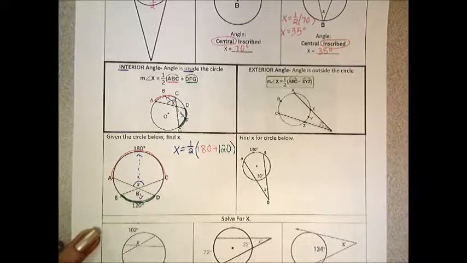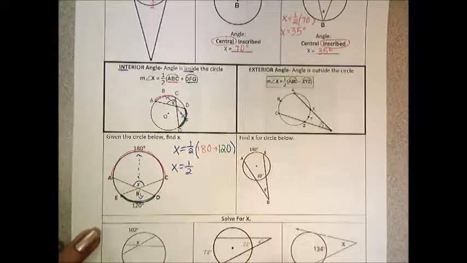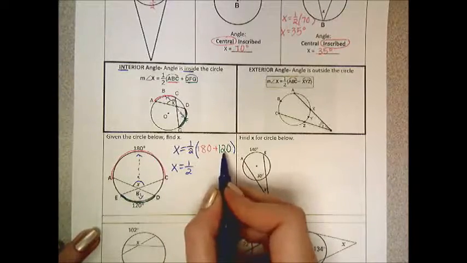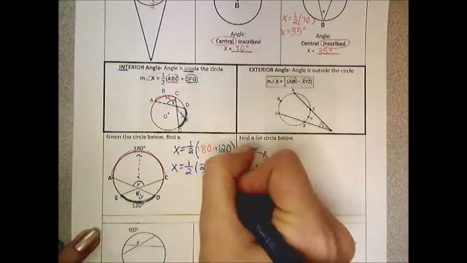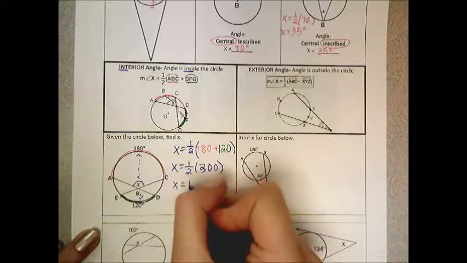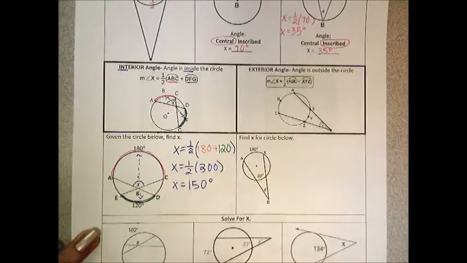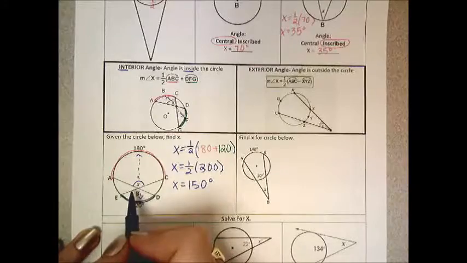Alright, and if I type this in my calculator, you can type it in all at once or take it step by step. So 1/2 times 180 plus 120 is 300, excuse me. And so 1/2 times 300 gives me an angle of 150 degrees. So x right here is 150.